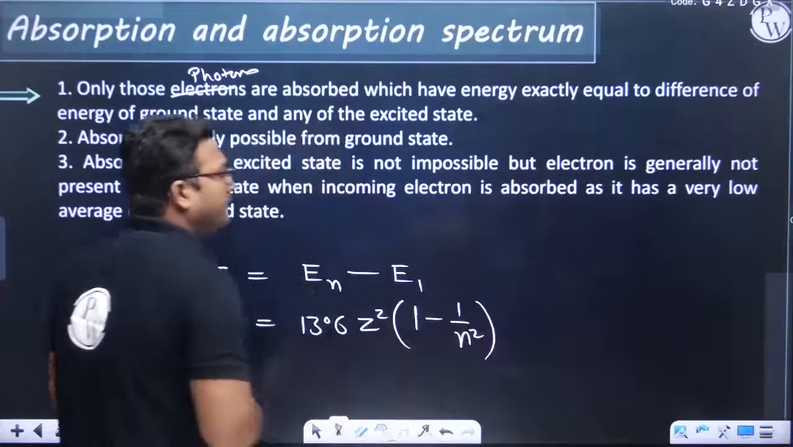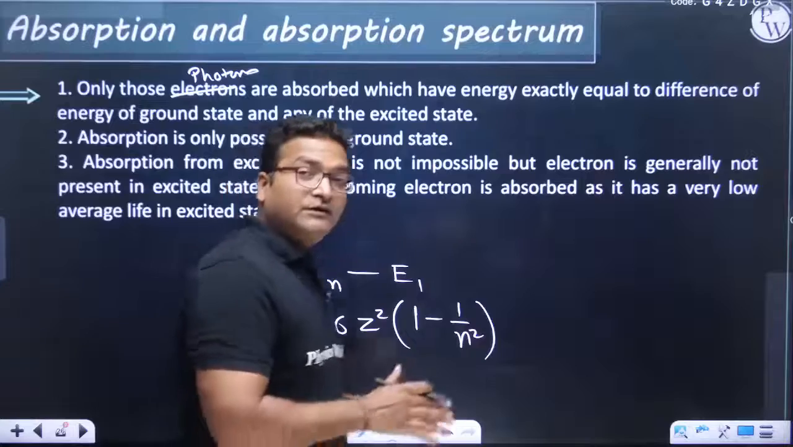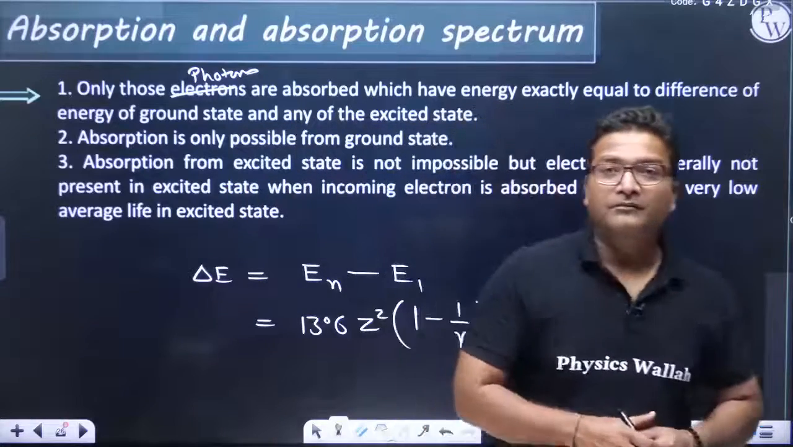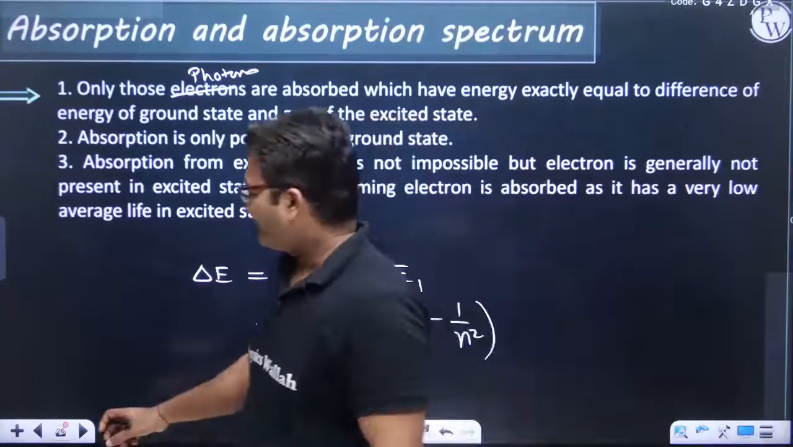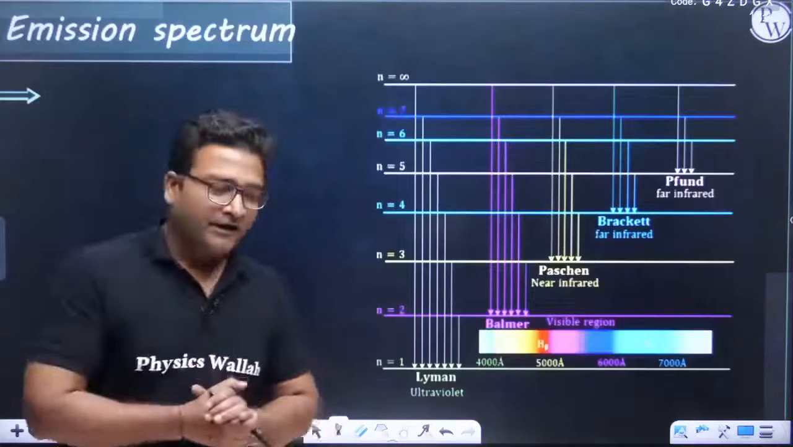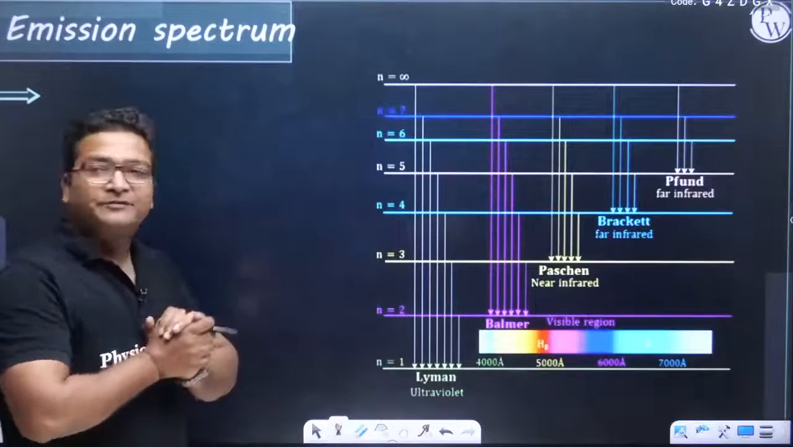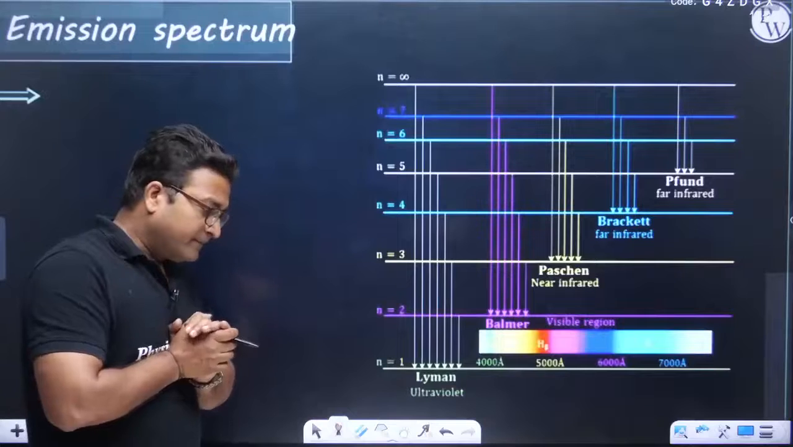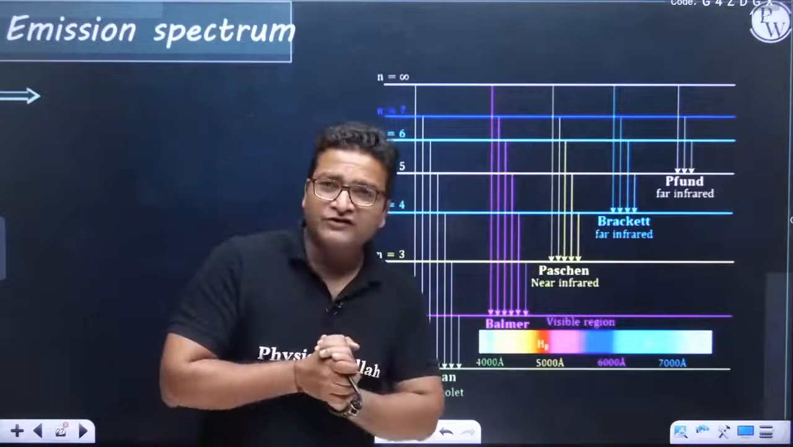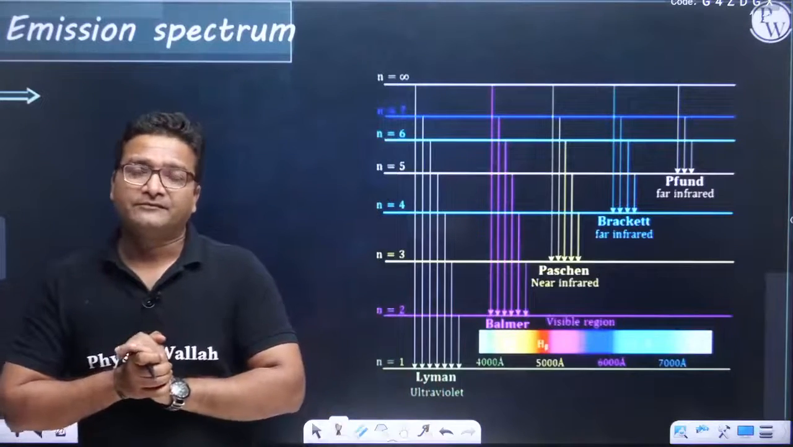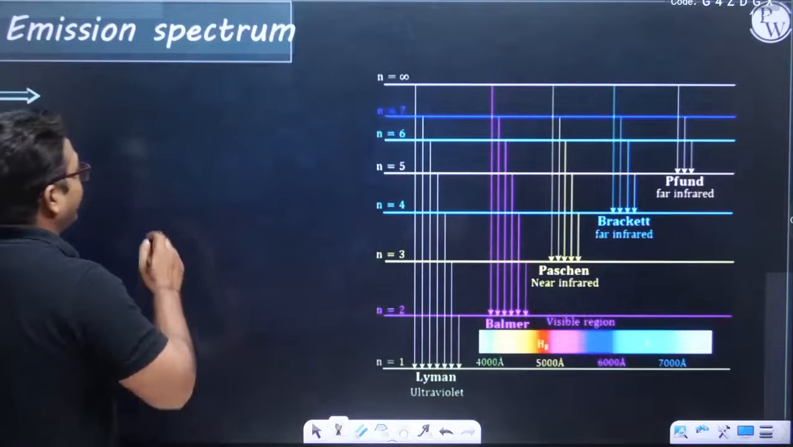So always remember, absorption is only possible from the ground state. And this is the energy required. Now we see the emission spectrum. There is a difference between the absorption spectrum and the emission spectrum. So let me explain.